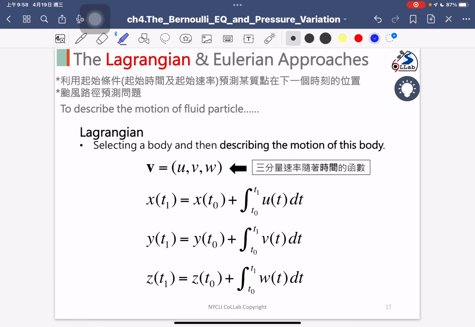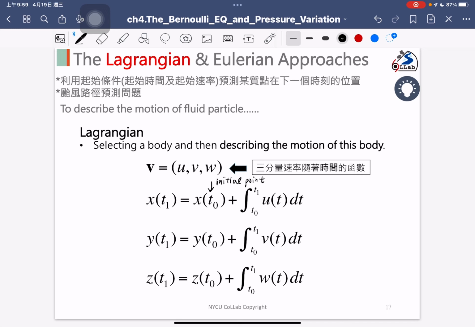So in the following slides, I'm wondering to move to a different part. I want to teach you the two approaches to describe the motion of the fluid particle. So as I mentioned, we have the Lagrangian and the Eulerian approaches. So what's the Lagrangian? For the Lagrangian, you can see we need the initial point.